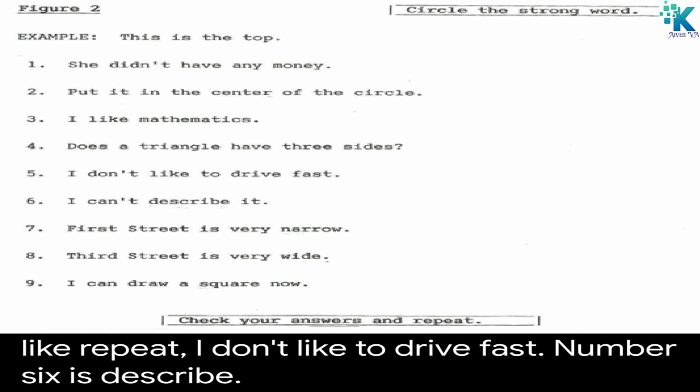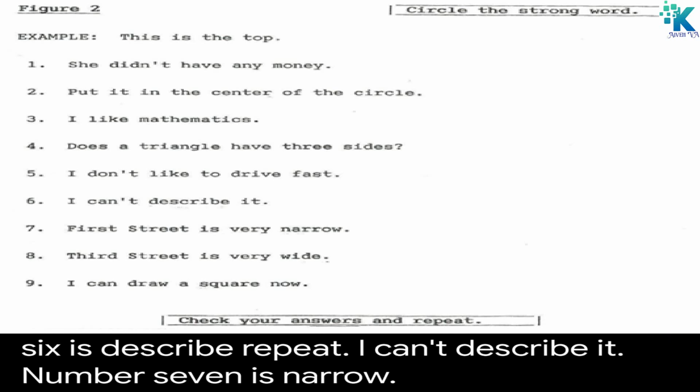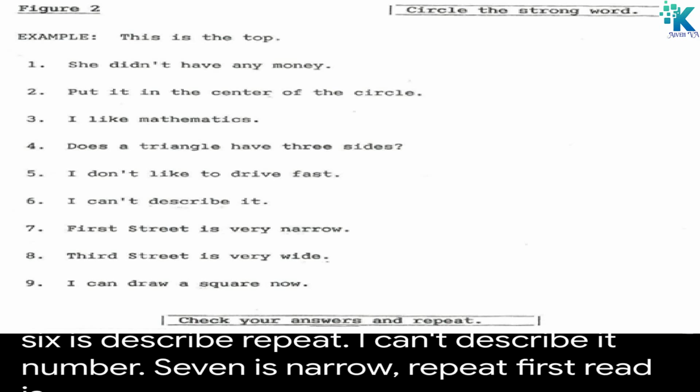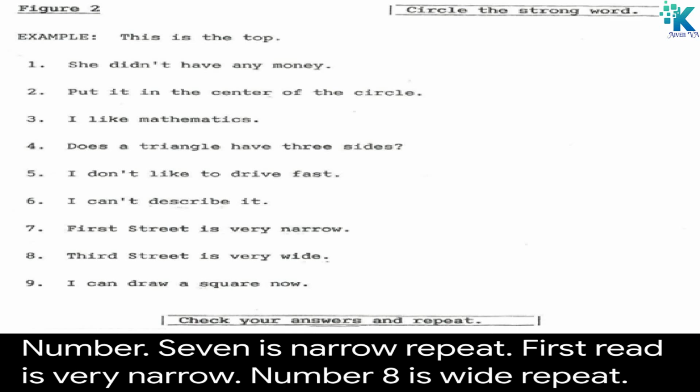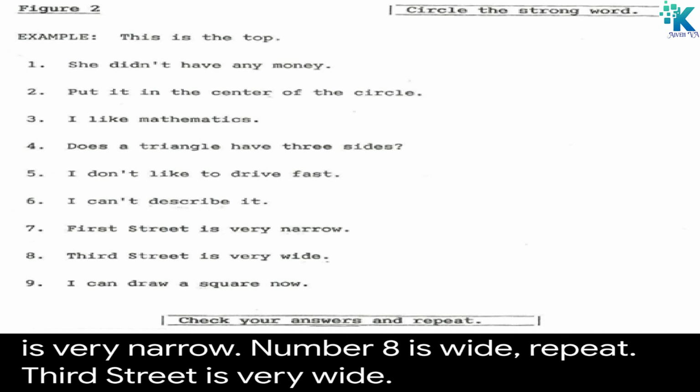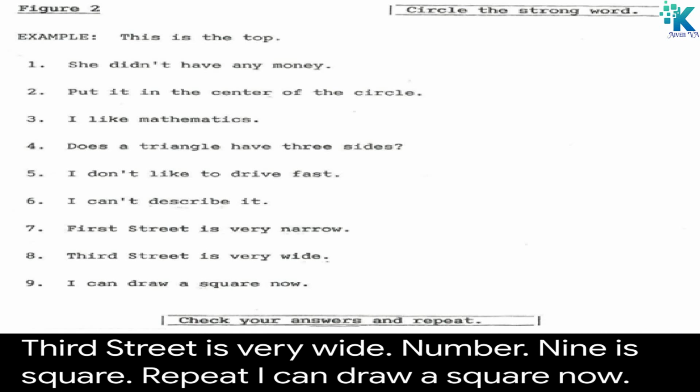Number 6 is describe. Repeat. I can't describe it. Number 7 is narrow. Repeat. First Street is very narrow. Number 8 is wide. Repeat. Third Street is very wide. Number 9 is square. Repeat. I can draw a square now.